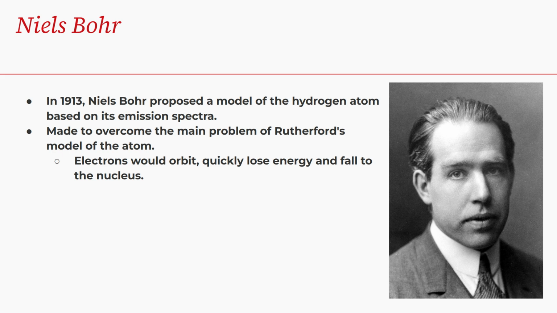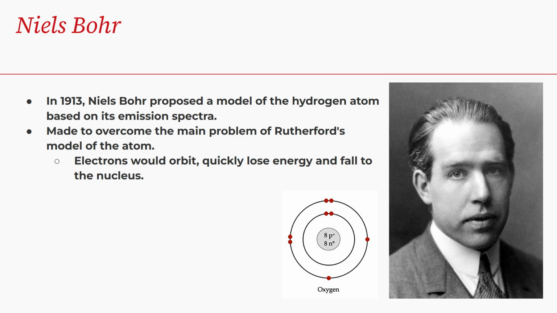He made this to overcome the main problem of Rutherford's model of an atom, which you may have heard of as Bohr-Rutherford before, which is kind of putting their two ideas together in the model that we've seen. The main problem was that electrons would orbit around the nucleus, quickly lose energy, and then fall into the nucleus. But we know that electrons never end up in the nucleus, and that is because of the work of other people after Rutherford. Together, they make the Bohr-Rutherford model, like I mentioned, and you've definitely seen before.